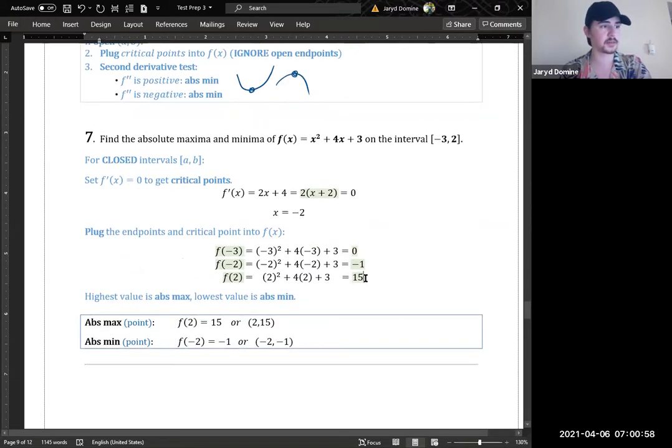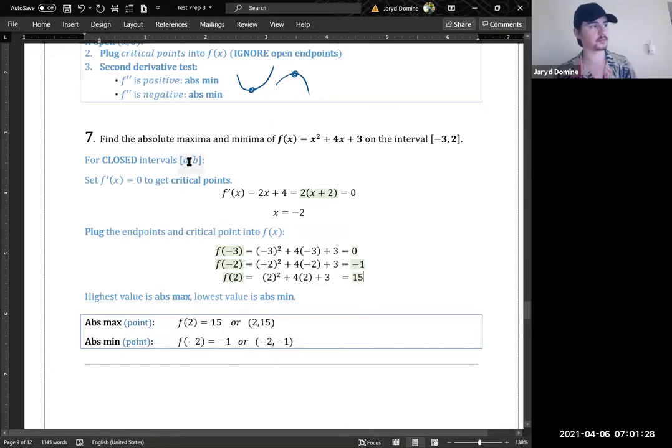The highest one is the maximum, and the lowest one is the minimum. So the absolute max here is at f of 2. So f of 2 equals 15. That's the highest. So I can write that either as f of 2 equals 15 or as the point (2, 15). And then for the minimum, that occurs at minus 2. So f of minus 2 equals minus 1. Or I can also write that as the point (-2, -1).